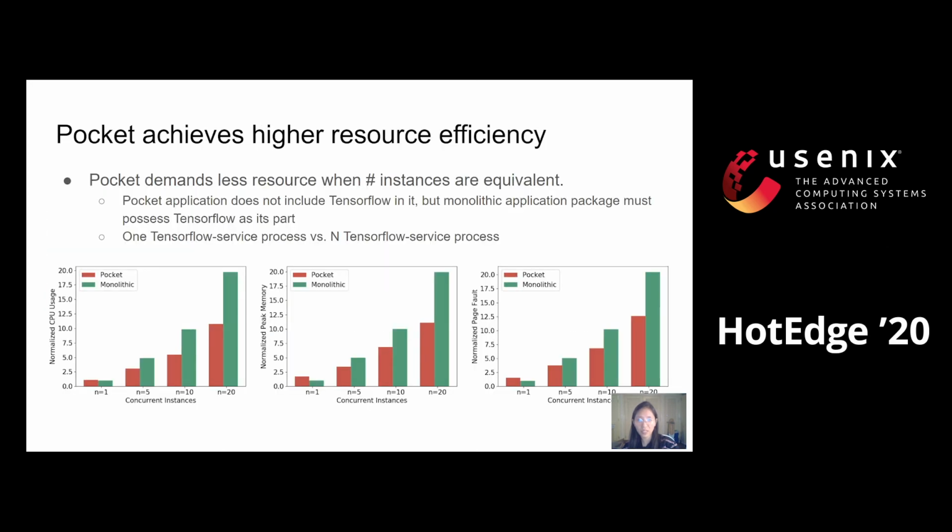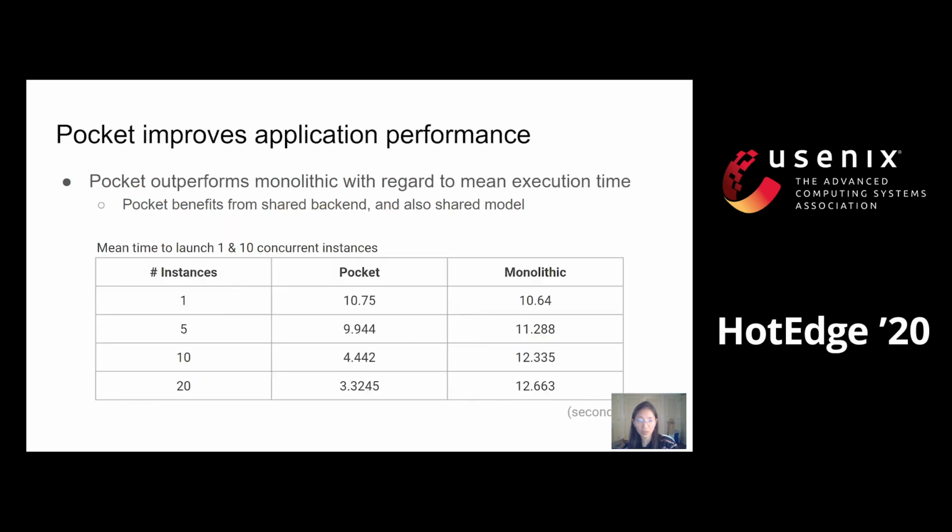This is the evaluation that we conducted in order to examine if Pocket has a smaller resource footprint compared to the monolithic case. You can see that as the number of instances rises, the resource footprint of solutions based on a monolithic container increases linearly and steeply. The resource footprint of Pocket increases around 50% more slowly compared to the monolithic containers, which results from the warmed-up service entity. And also, Pocket contributes to performance improvement.